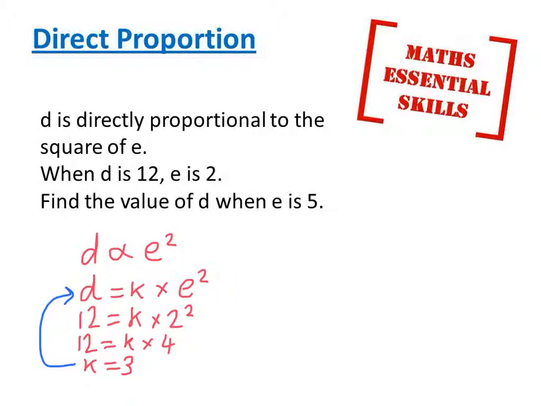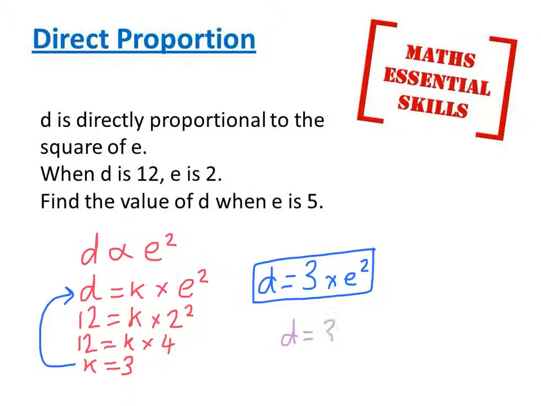Put the constant back into line 2, and that gives us our important formula that D equals 3 times E squared. We now use this to answer the question. Find the value of D when E is 5. So D equals 3 times 5 squared, which is 3 times 25, which is 75.